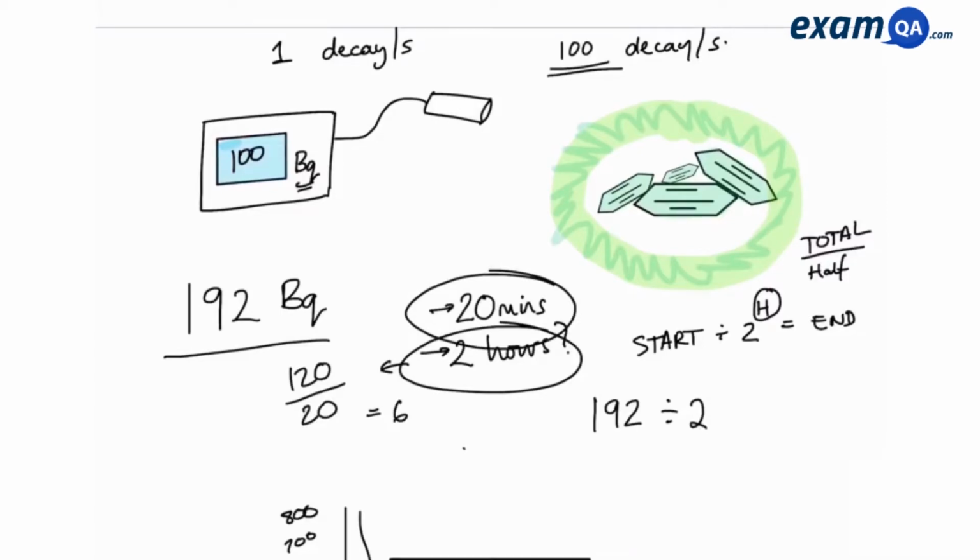So we're going to do 192 divided by 2 to the power of 6, and that should give you 3 becquerels. So if you leave this material for 2 hours, after 2 hours you'll have 3 becquerels of radioactivity. So that's one way to work out half-life.